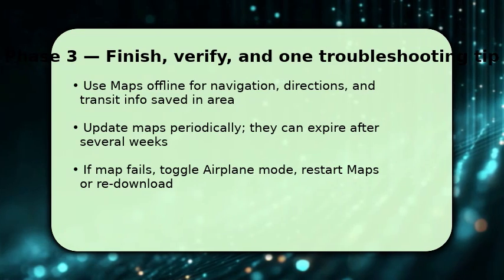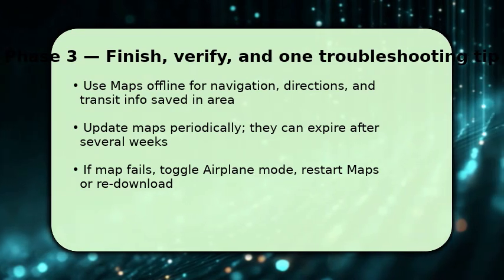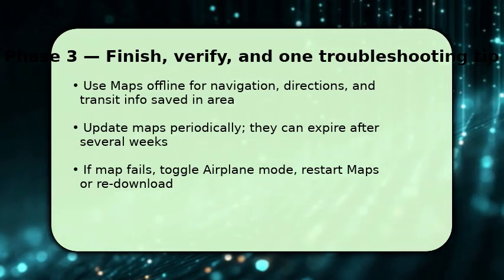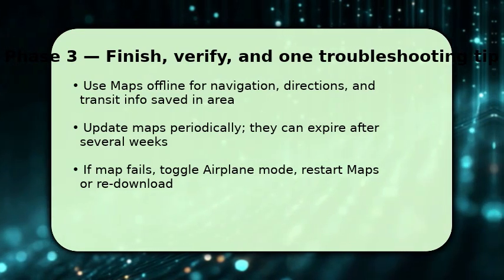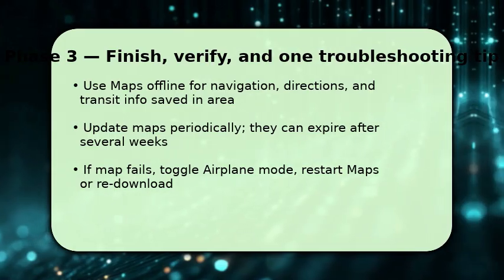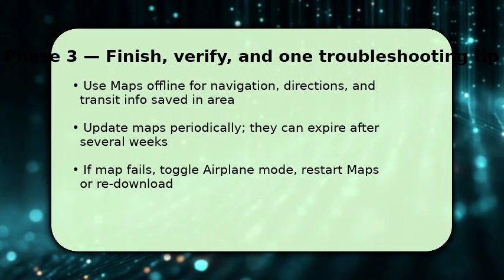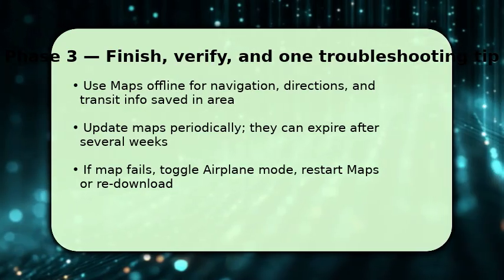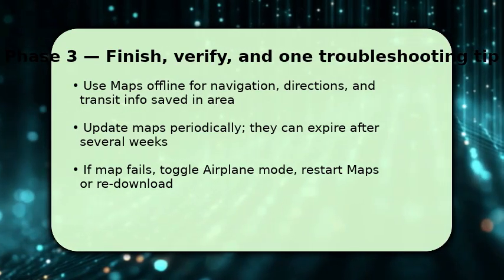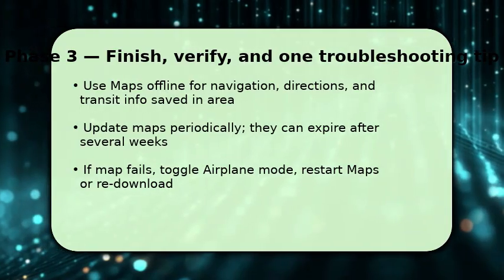You now use the offline map exactly like an online one for turn-by-turn directions inside the saved area. Voice guidance and POI search work from local data. Make sure to update downloaded maps before long trips, since offline data can expire after several weeks. Open offline maps and refresh.